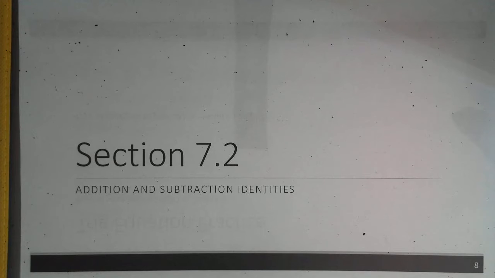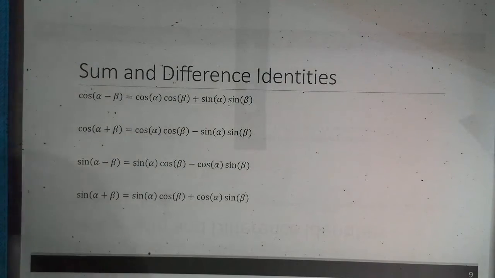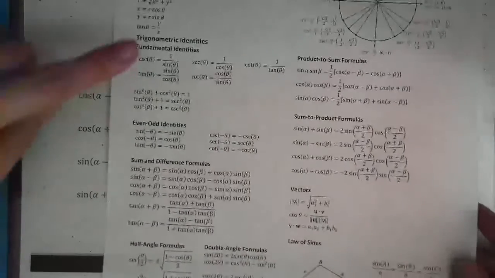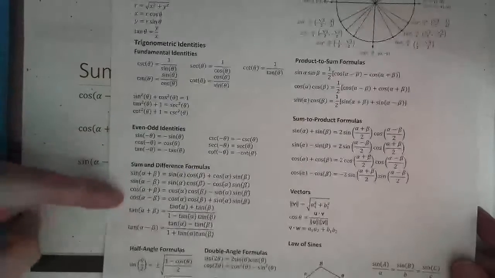In this video, we'll be looking at section 7.2, which covers addition and subtraction identities. If you don't already have your formula sheet out, you will want it. We're going to start by looking at the sum and difference identities. You will find them on your formula sheet under trigonometric identities. You have your sum and difference formulas. We're going to be using these.